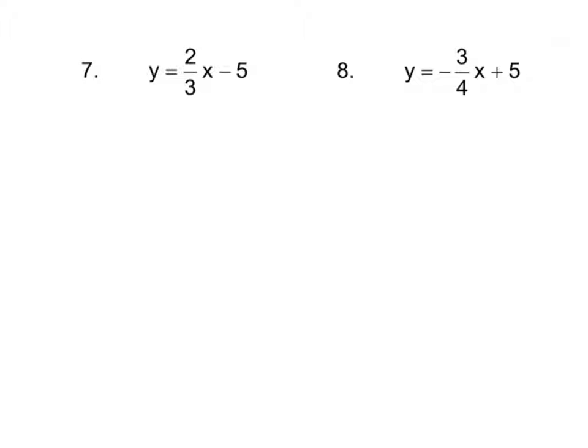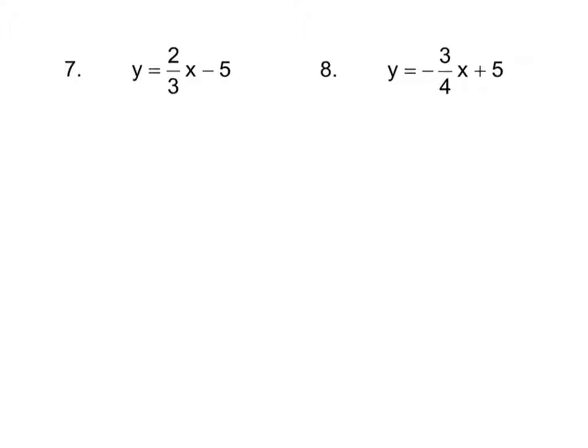Okay, finding the inverse with the fraction, but it's no big deal. We're still going to do PEMDAS backwards. So we're going to start with the adding and subtracting. The opposite of subtracting 5 is adding 5. So then on the left side you have y plus 5.